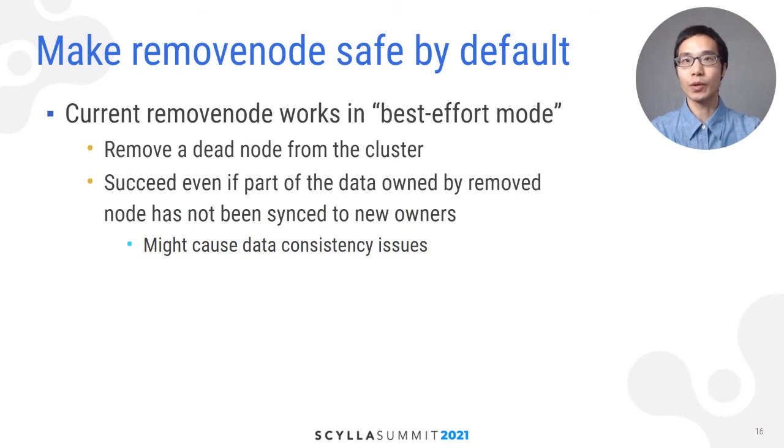Removenode operation removes a dead node from the cluster. This operation is originally supposed to remove a node out of the cluster as soon as possible. So it will succeed even if part of the data owned by the removed node has not been synced to the new owners, which might cause data consistency issues.